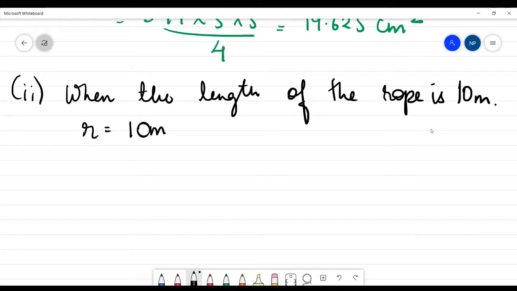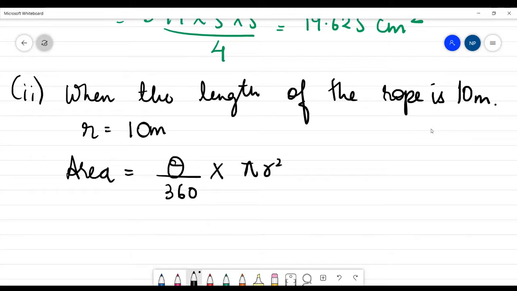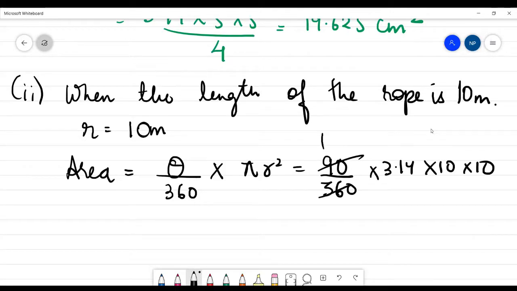So the area will be how much? Theta upon 360 into pi r square. That is 90 upon 360 into 3.14 into 10 into 10. This will be 1 by 4. So 3.14 multiplied by 10 into 10 will give us 314 upon 4. The answer will be 78.5 meter square.